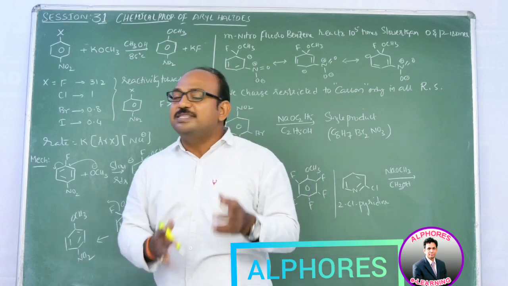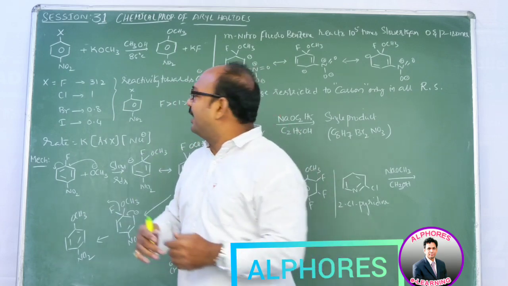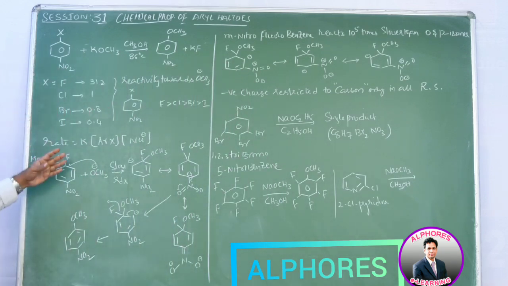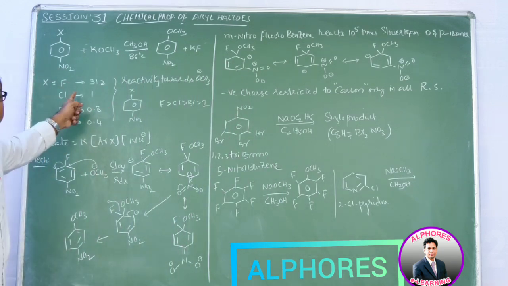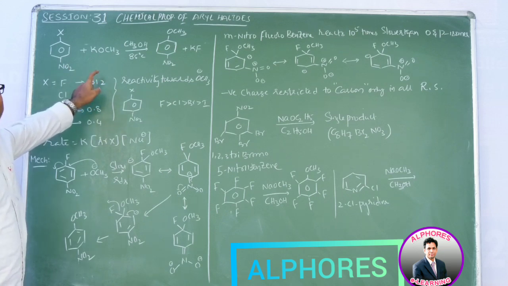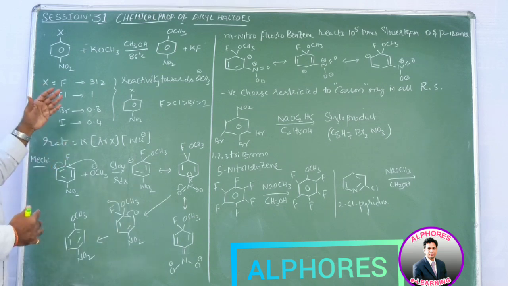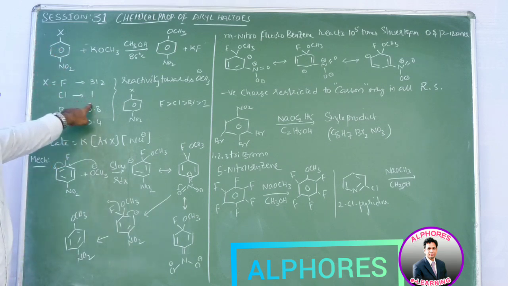Okay. Now, when the same concept comes here, if you apply it experimentally to the rates, if X is fluorine, the rate of reaction towards OCH3 minus is 312 times more compared to chlorine.